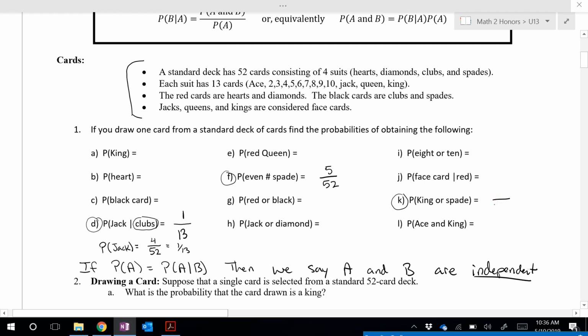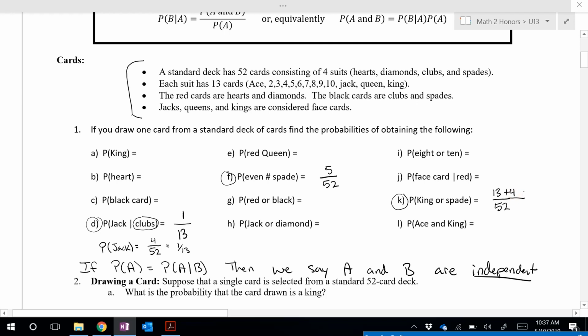So what's the denominator? It's out of all the cards, 52. So how many spades are there? There's 13 spades. How many kings are there? 4.